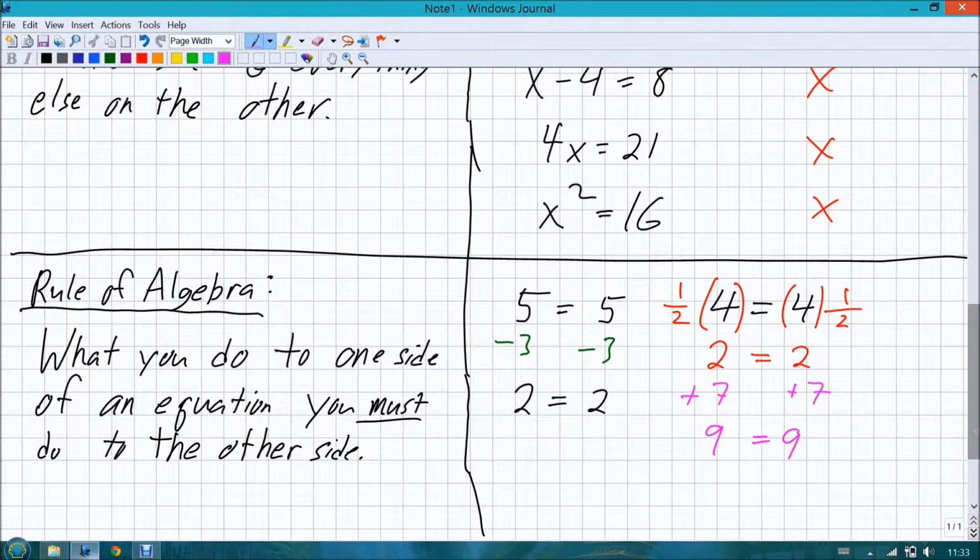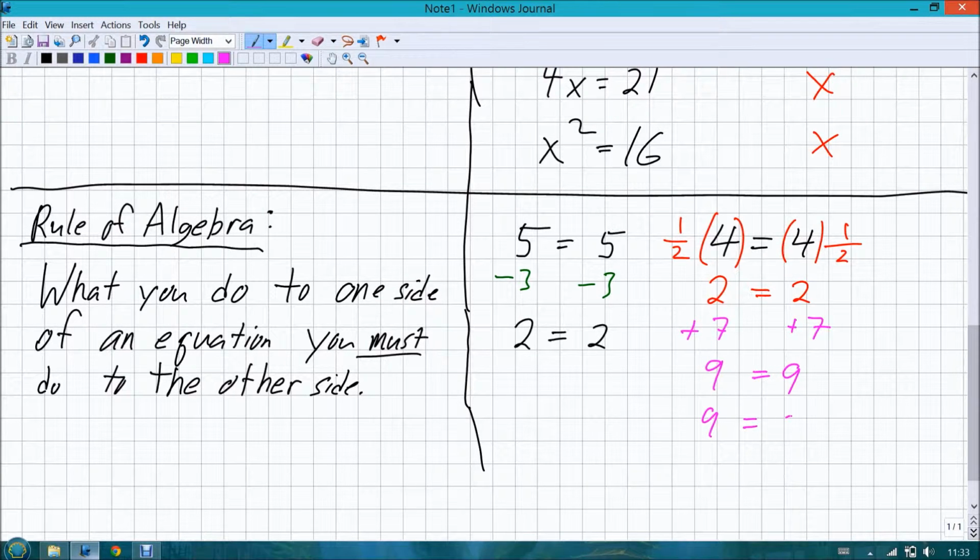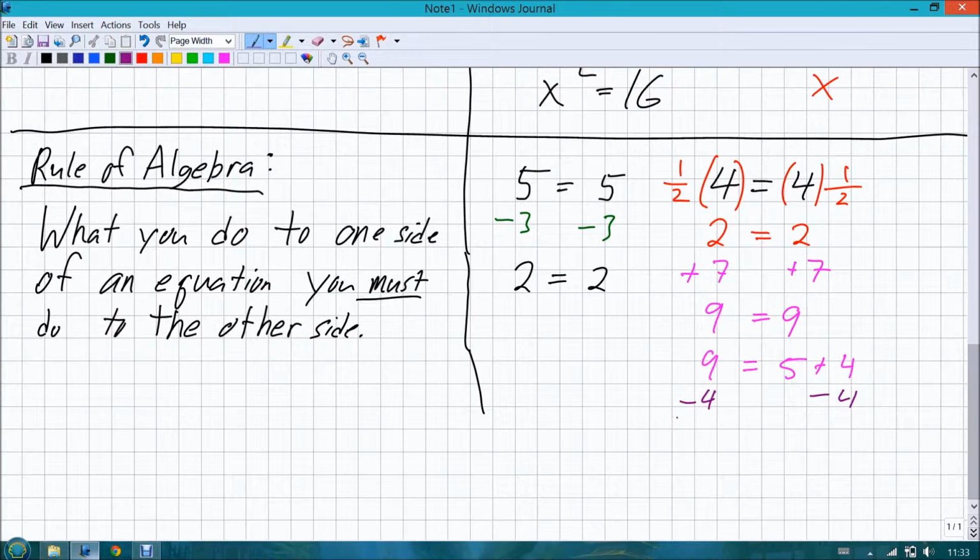Now what if I broke one of those 9s up into 5 plus 4? And then I wanted to subtract 4 from both sides. Then what would happen? Well, 9 minus 4 would give us 5. And then over here on the right-hand side, we have 5 plus 4 minus 4. The positive 4 and the negative 4 cancel, and we end up getting 0. And 5 plus 0 is 5. So as long as we do the same thing to both sides of our equation, they will always remain equal to each other.